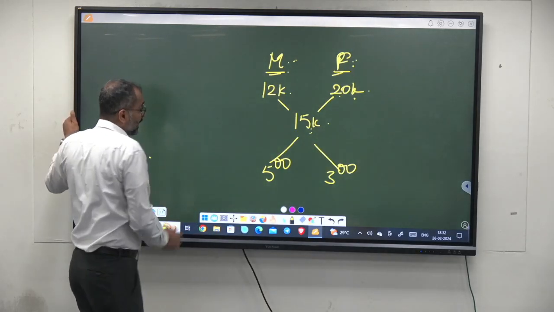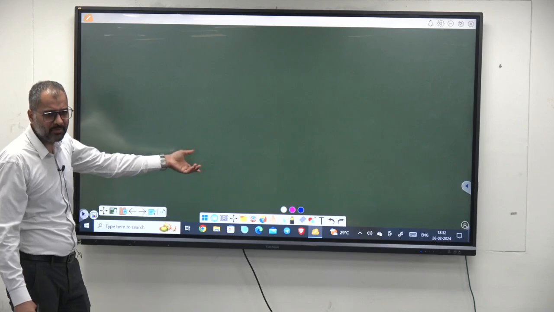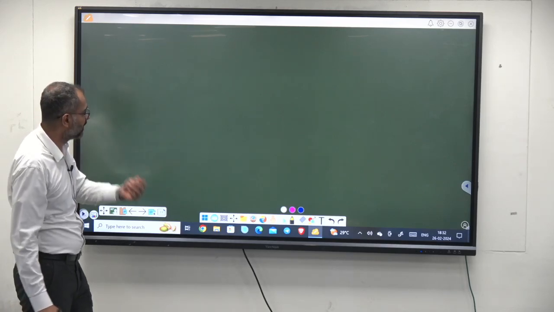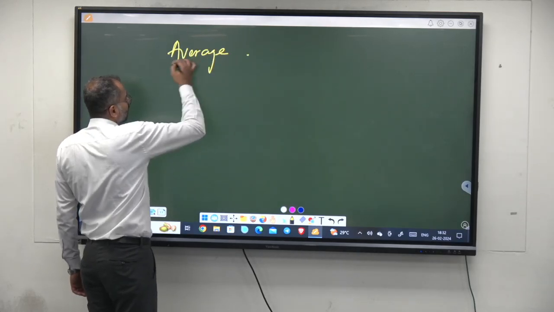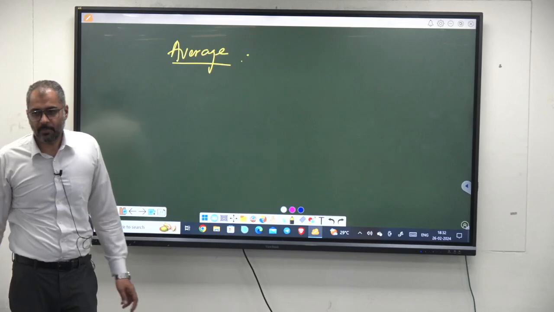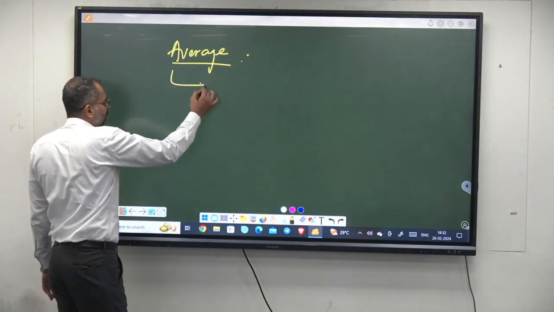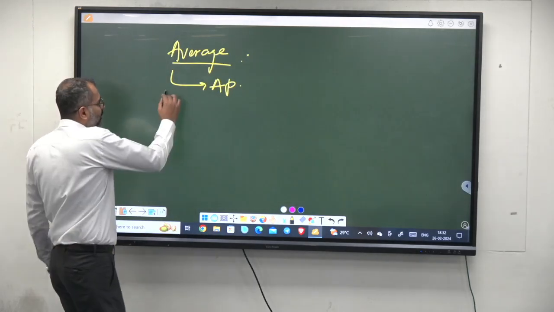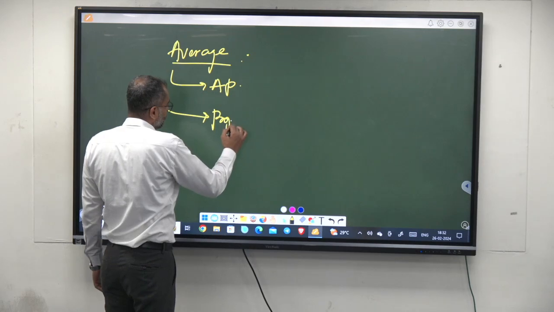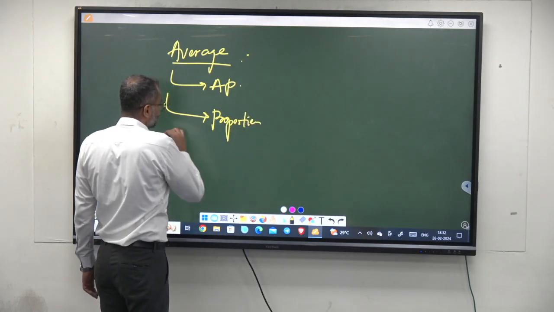So these are the techniques you can use. See, randomly I am choosing some of the questions, basic level questions. Okay, next is average. Average is simply the questions on AP. What is AP? Arithmetic progression, the properties of average, and the age based questions in average.